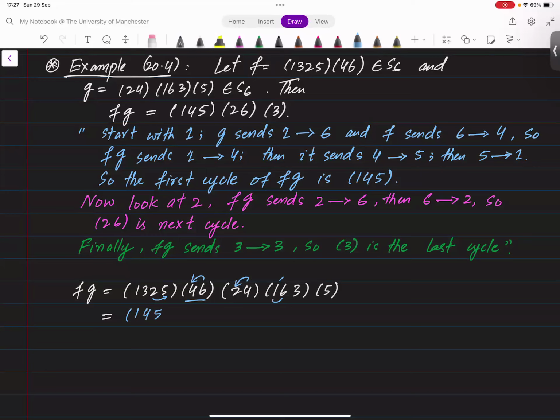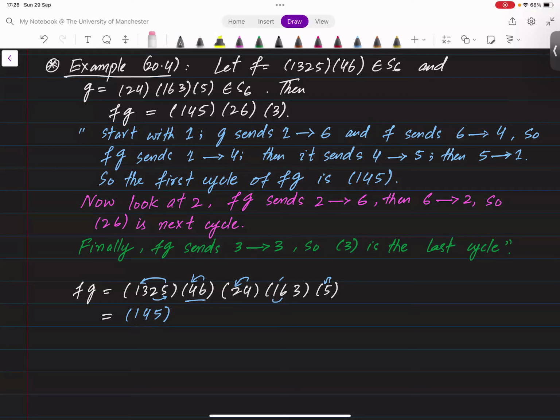Now we don't know whether we need to close it or not. So now we look where 5 is going in G, but 5 is going back to itself. So G sends 5 to 5. Now you need to look in the F cycles where 5 is going. So 5 is going back to 1. That means we can close this cycle, because 5 will get back to 1. So we can close this cycle here. Perfect.